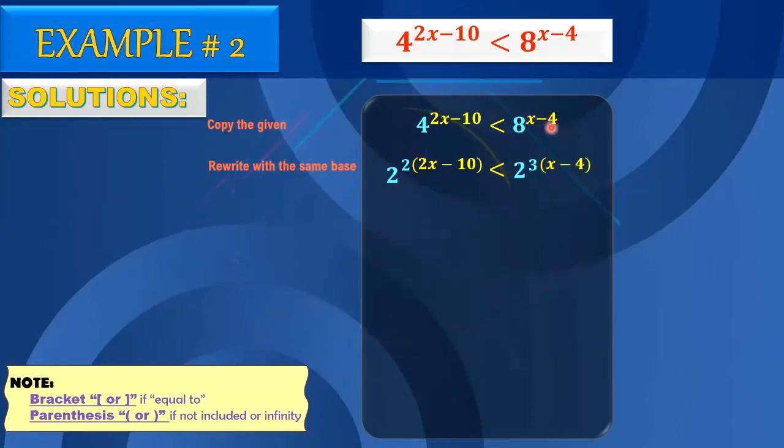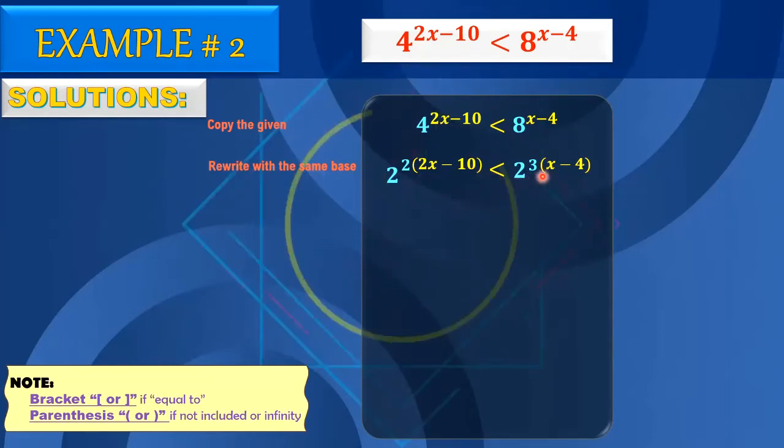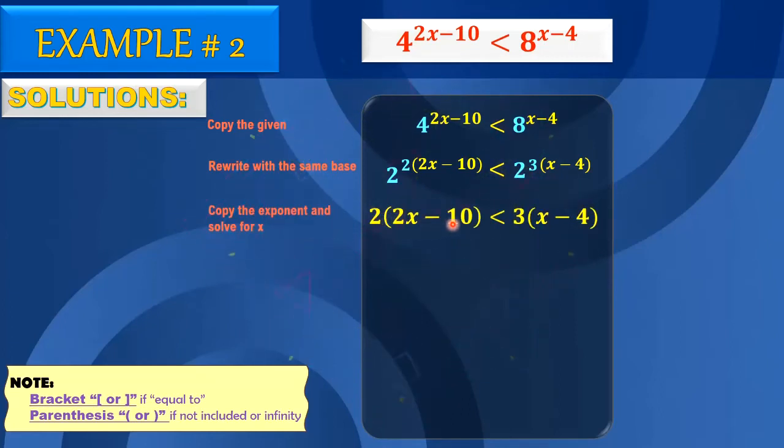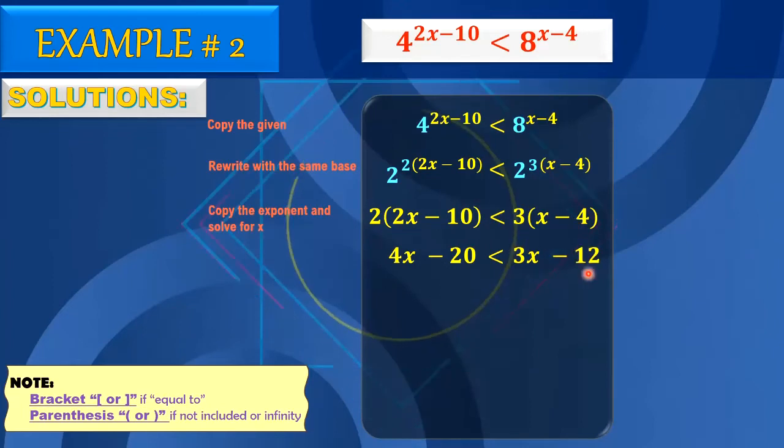So we have here on the left side 2 raised to the power of 2 times 2x minus 10 is less than 2 raised to the power of 3 times x minus 4. So we have the same base now, solve for x using the exponents. Copy all the exponents. We have 2 times 2x minus 10 is less than 3 times x minus 4. Simplify. To distribute, 2 times 2x is 4x. 2 times negative 10 is negative 20. Copy the inequality symbol. We have 3 times x, 3x. 3 times negative 4 is negative 12.